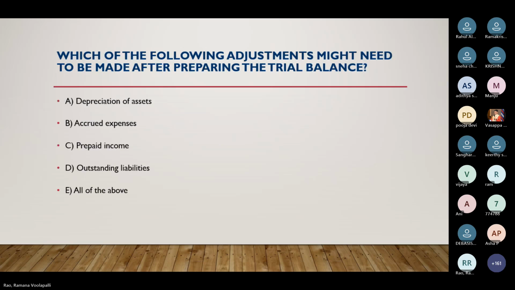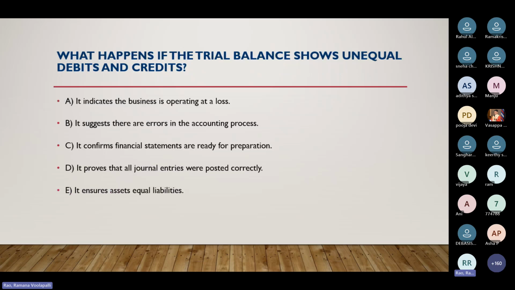Which of the following adjustments might need to be made after preparing the trial balance? The trial balance is a simple entry we have made, but there are certain transactions which have to be adjusted after that. That is known as depreciation, accrued, prepaid income, outstanding liability. So the answer is all of the above. All adjustments have to be made after the trial balance.